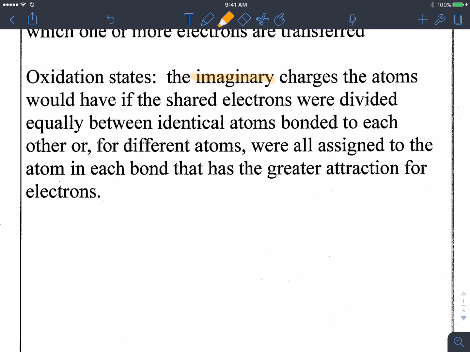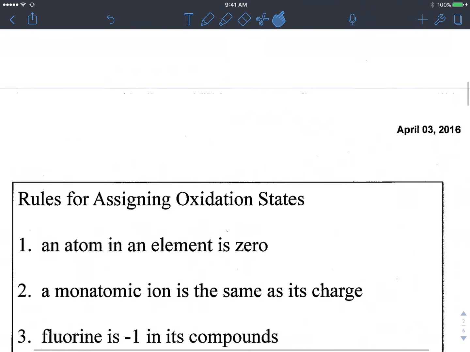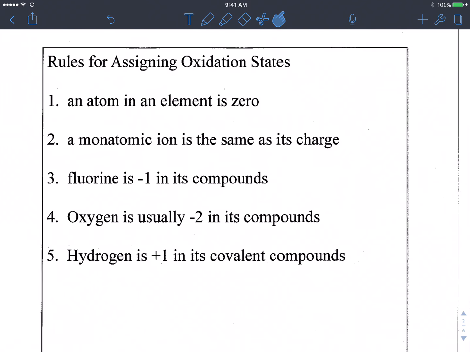So they're imaginary charges that the atoms would have if the shared electrons were divided equally between identical atoms bonded to each other. Or, for different atoms, the shared electrons are all assigned to the atom in each bond that has greater attraction for electrons. Now this seems a little odd, but there is a whole set of rules that only applies to oxidation states. And here are the rules. I know, something more for you to memorize. These aren't so bad though.